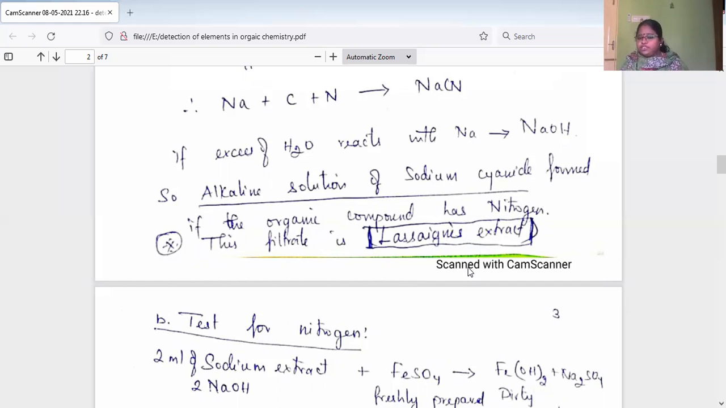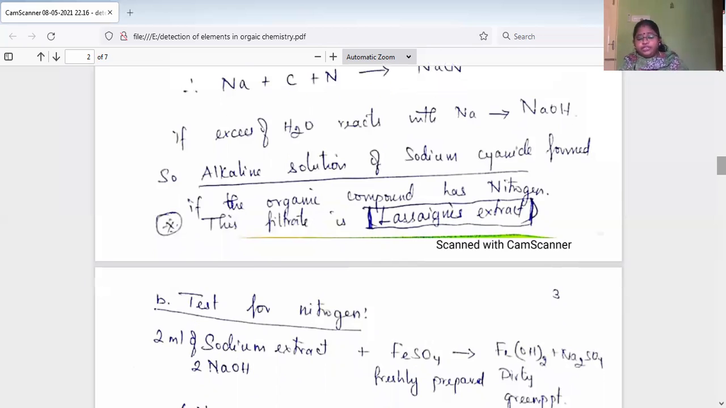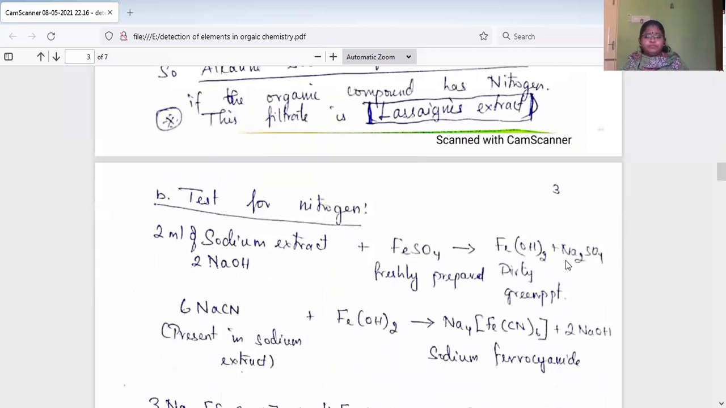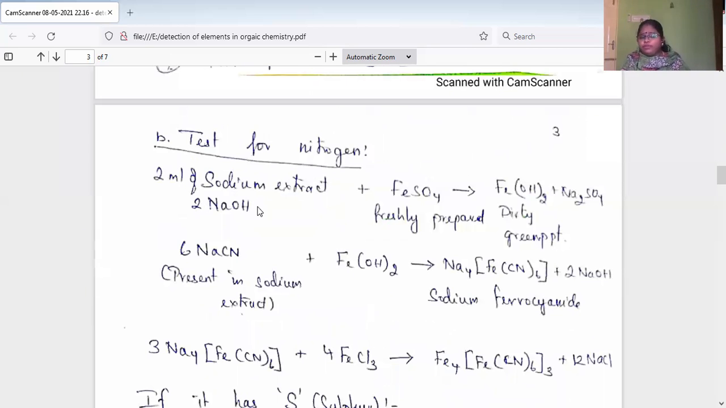This filtrate is Lassaigne's extract. Next, test for nitrogen, another test. Take 2 ml of sodium extract, I mean sodium extract in the sense which has NaOH also, with freshly prepared FeSO4.